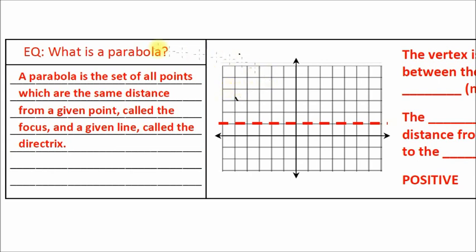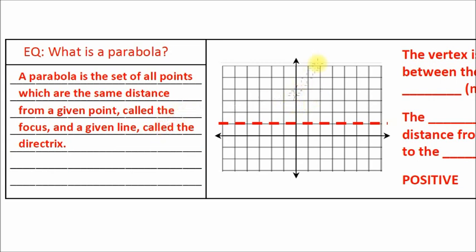The essential question for this video is, what is a parabola? We dealt with parabolas a lot last semester, but now we're going to be looking at parabolas in a different way. So let's take a look at this alternate definition of a parabola. A parabola is a set of all points which are the same distance from a given point, which we call a focus, and a given line called the directrix. So the set of all points which are the same distance from a given point and a given line.